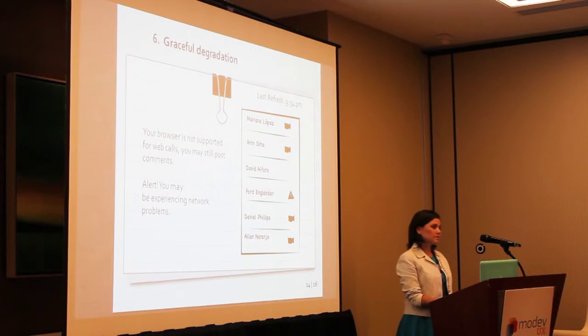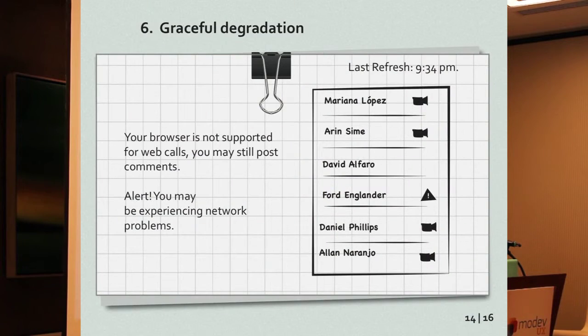And the last consideration is graceful degradation or progressive enhancement. You have to think that real time depends on strong connections, how to make the experience better if you have those resources available, but also how to support it if you can't.